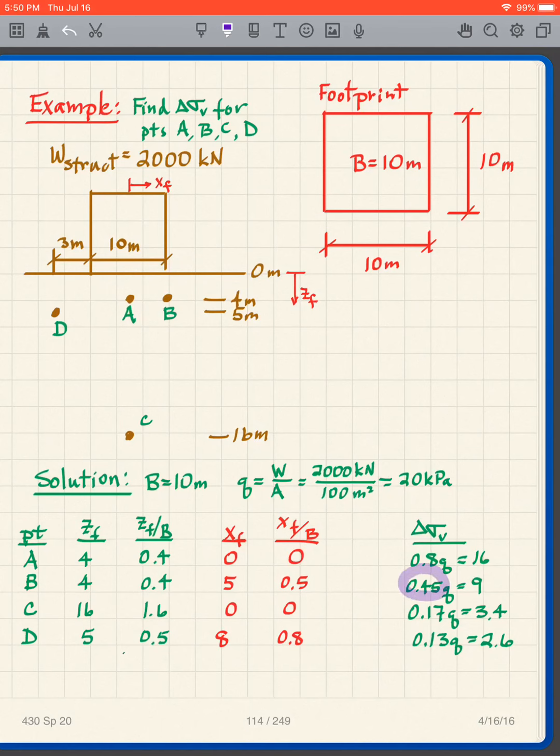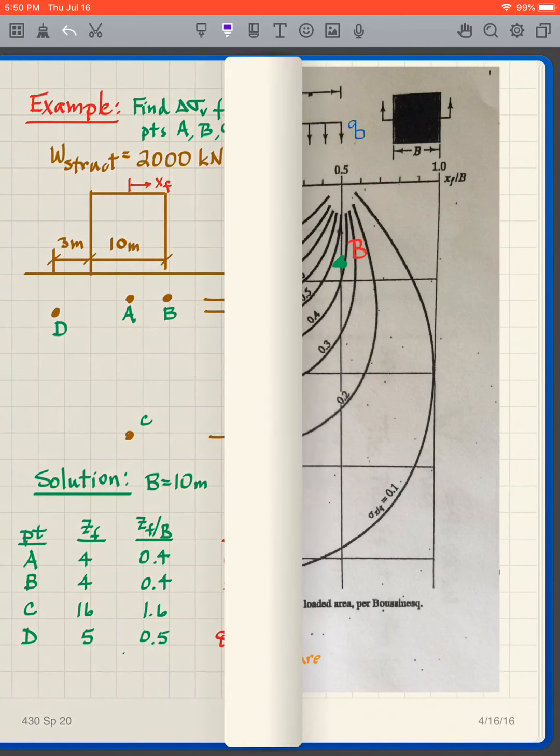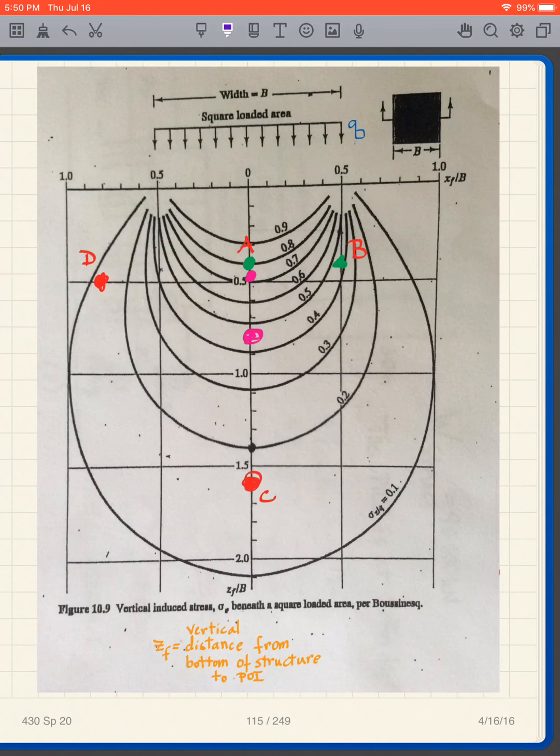The other, I got 0.45 for point B from the chart, so it ends up at 9. From the chart, you can read off 0.17 for point C, so we get 3.4, and then 0.13 for D gives us 2.6. So the key, once you've read the chart, this becomes quite simple. You just take your Q and multiply it times the contour that you get. Very straightforward.